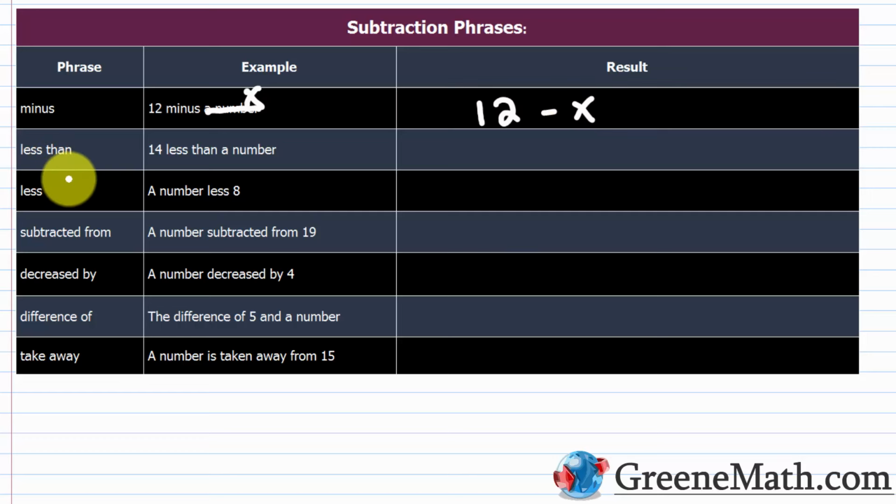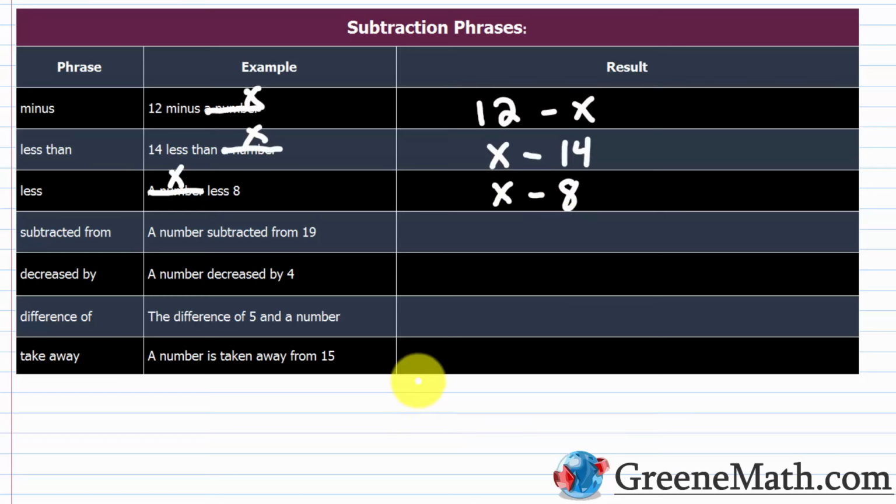Then we have less than. So 14 less than a number. Okay, let me line this out and put x here. So again, very important to interpret this correctly. We want 14 less than x. So that means I'm starting with x, and I want 14 less than that, so I'm going to subtract away 14. So this translates into x minus 14, not 14 minus x. Okay. Next, we have less. So a number less 8. Okay. Again, a number, I'm going to cross it out and put x. So x less 8. That means I'm starting with x, and I'm taking away 8 from that.